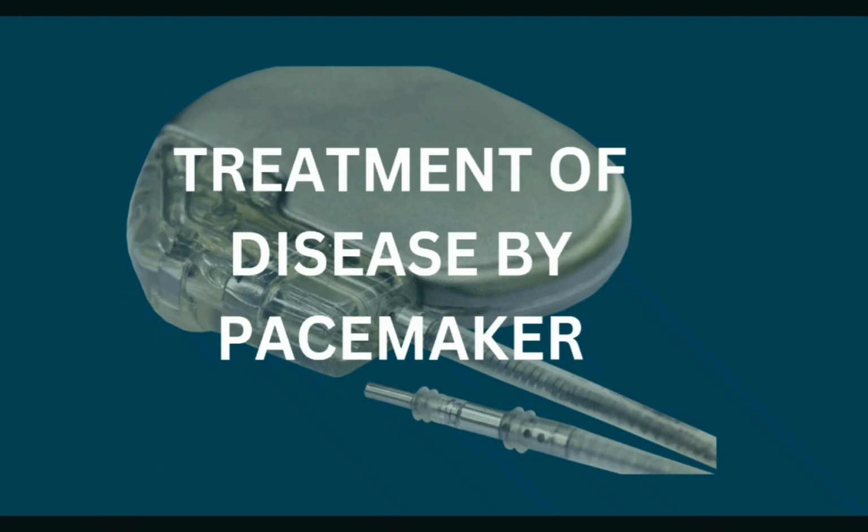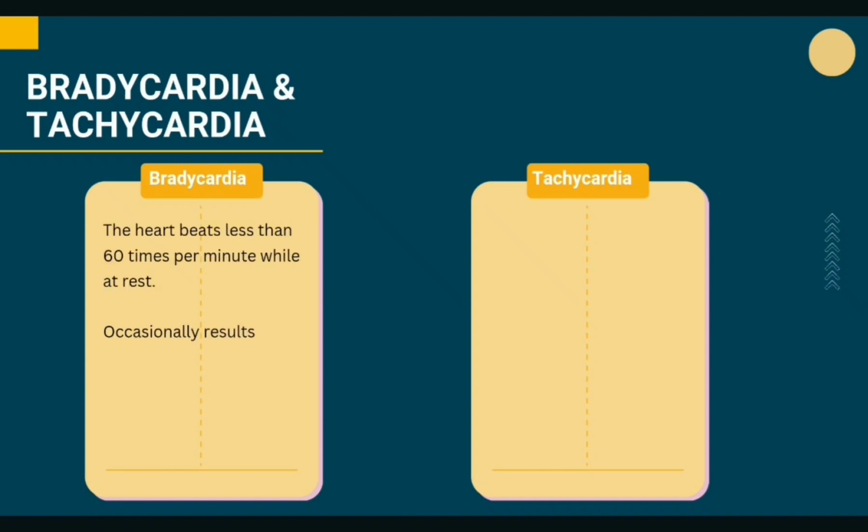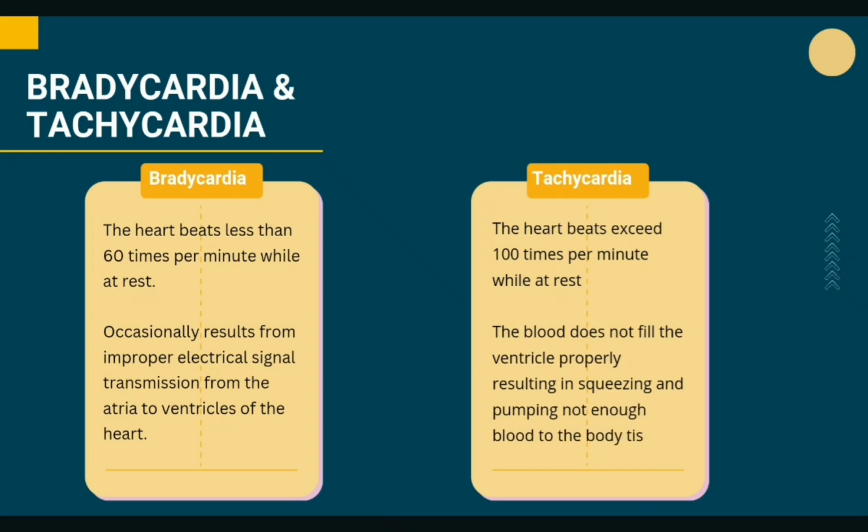Treatment of disease by pacemaker. Bradycardia, or slow heart, is a condition where the heart beats less than 60 times per minute while at rest. Bradycardia occasionally results from improper electrical signal transmission from the atria to the ventricles of the heart. Meanwhile, tachycardia, or swift heart, is a condition where the heart beats exceed 100 times per minute while at rest.